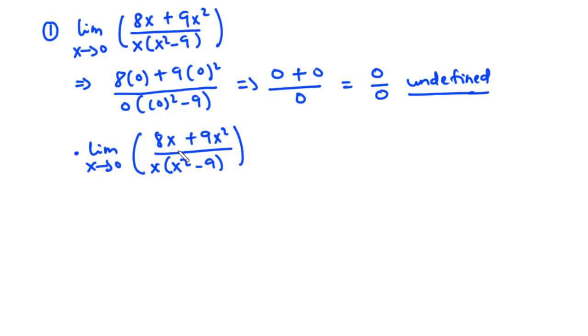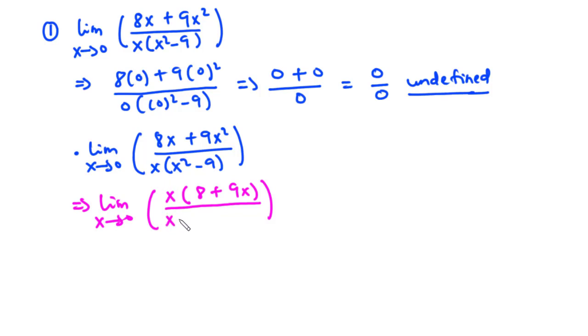So here we are going to factor out x. So that is going to be the limit as x approaches 0 of x into brackets. Now 8x divided by x is 8. And then 9x squared divided by x is 9x. We already have x here, so let's not touch it. And then inside the brackets we have x squared minus 9. Now we can cancel out x and then x.